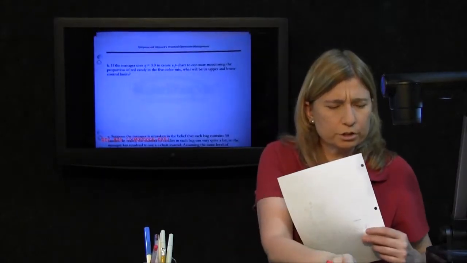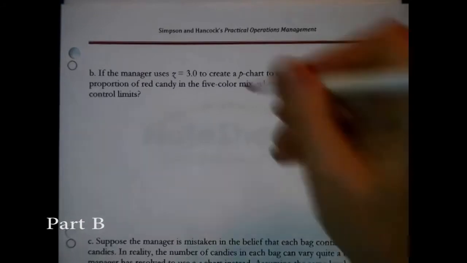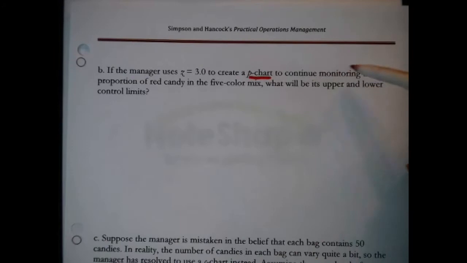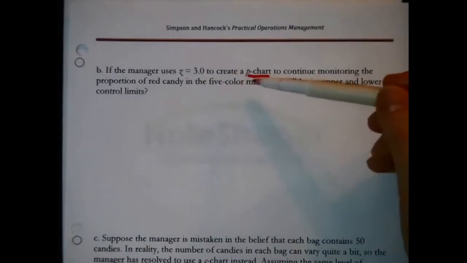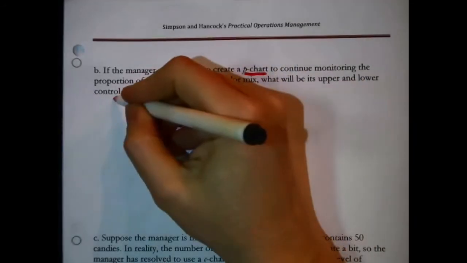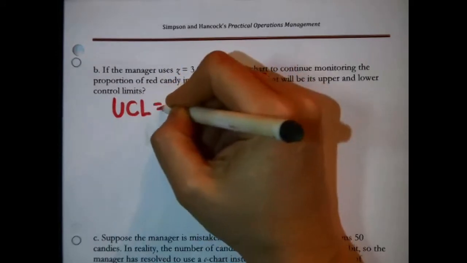If the manager uses z equals 3.0 to create a p-chart, to continue monitoring the proportion of red candies in a 5-color mix, what will be the upper and the lower control limits? We just need to remember how you calculate upper and lower control limits for a p-chart.